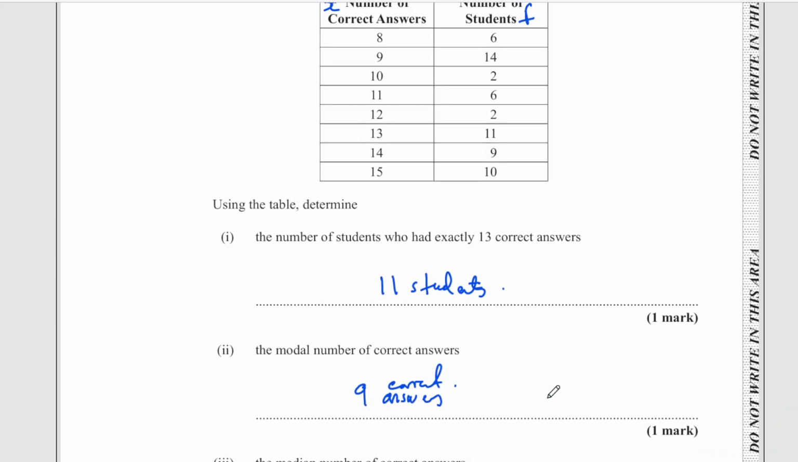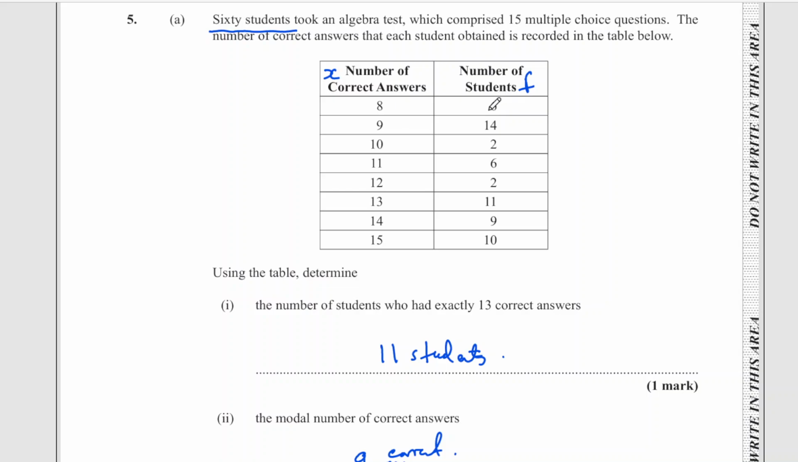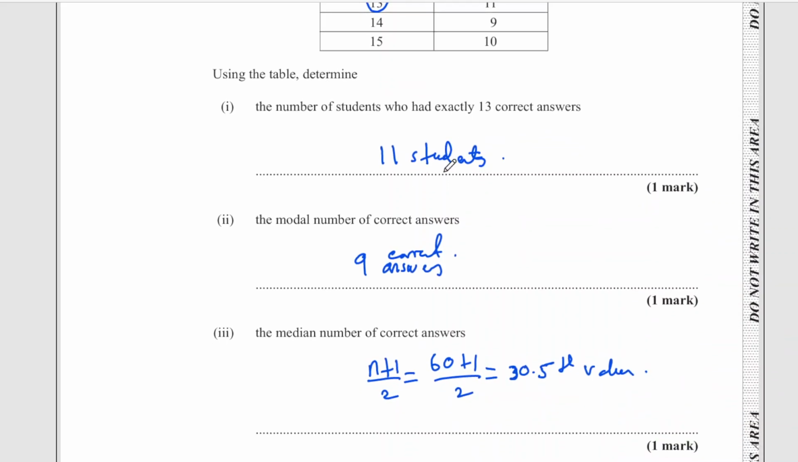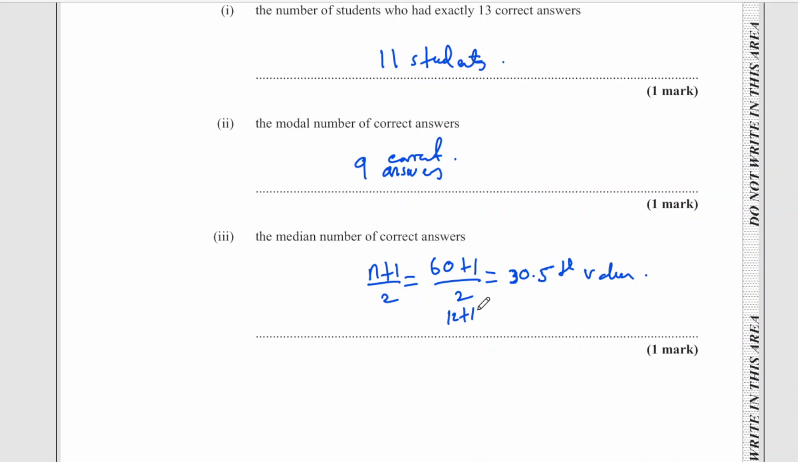Right, so we go back to the table and we start checking. 6 plus 14 is 20, 22, 28, 30. Right, so we find the 30th value. The 30th value is 12, and therefore from the time we go into this row, this will be 31 and onwards. So the 30th is 12, and the 31st will be 13, so the 30.5 will be between these two numbers. So 12 plus 13 over 2, and I will give my 12.5 correct answers.